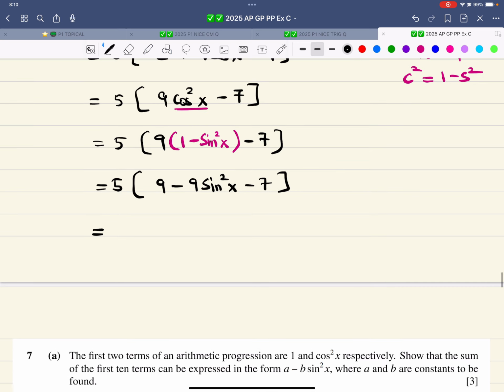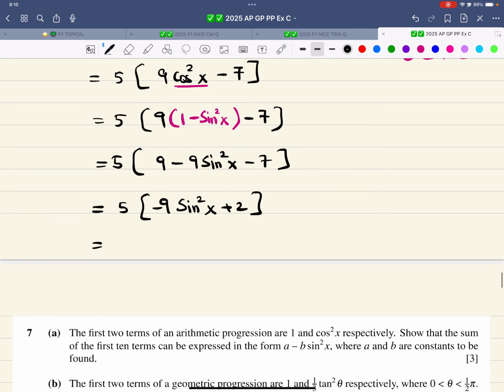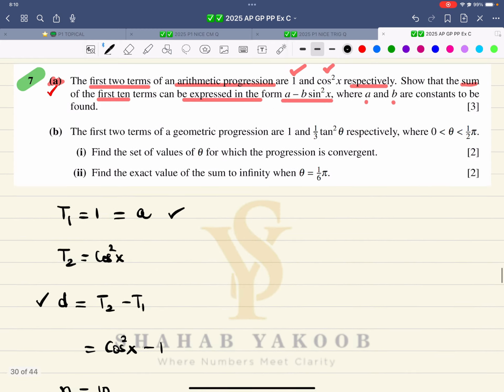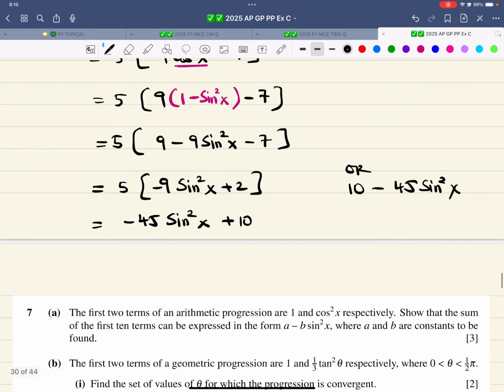9 minus 7 is 2. So this is 5, 9 minus 9 sine square x plus 2. Let's open it up, negative 45 sine square x plus 10. Or it can be written as 10 minus 45 sine square x. Now this is in the form a minus b sine square x. So this is a minus b sine square x.